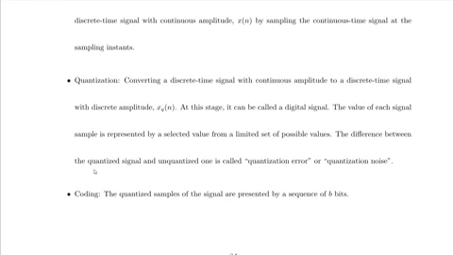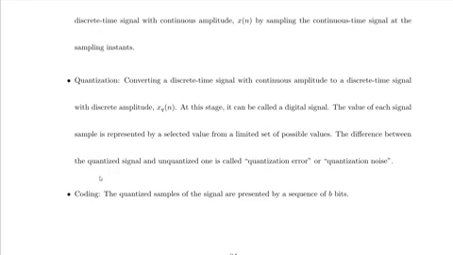Quantization: converting a discrete time signal with continuous amplitude to a discrete time signal with discrete amplitude denoted as x_q(n). At this stage, it can be called a digital signal. The value of each signal sample is represented by a selected value from a limited set of possible values. The difference between the quantized signal and the unquantized one is called quantization error or quantization noise.